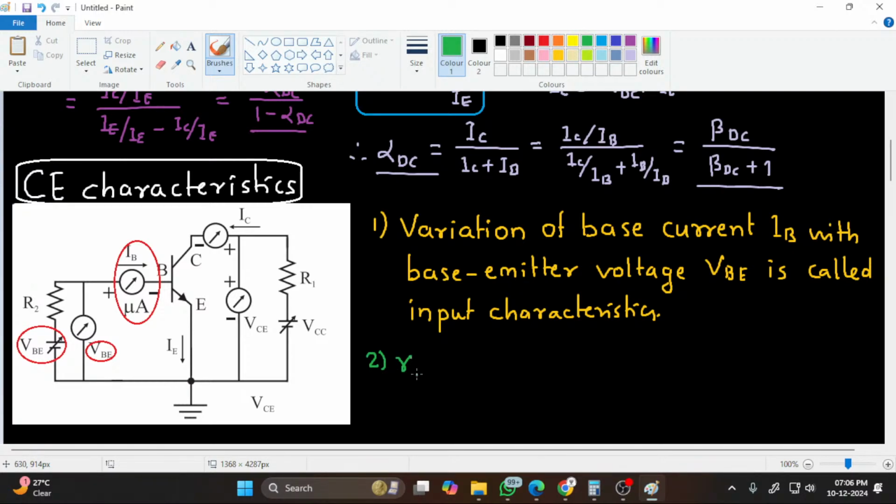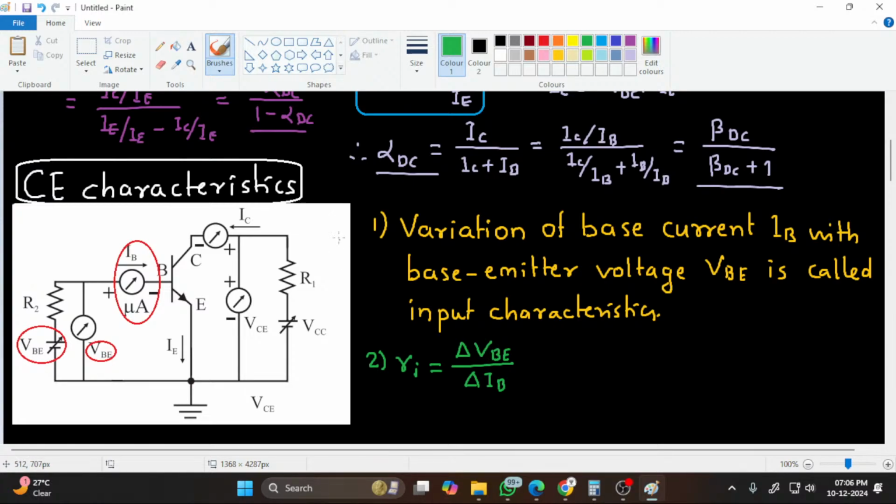So this is voltage versus current characteristic. So the input resistance Ri, instantaneous, or you can say dynamic input resistance Ri, that is equal to delta VBE, that is change in input voltage, upon delta IB, change in input current. Change in input voltage upon change in input current.